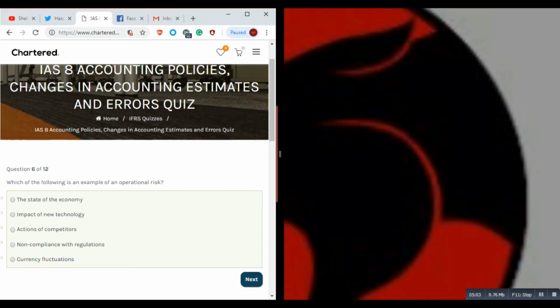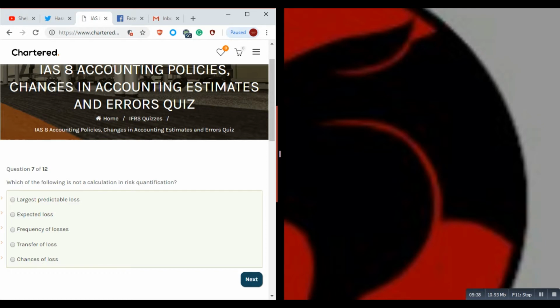So the state of the economy is an external one, the impact of new technology is an external one, actions of competitors is an external one, currency fluctuation is also an external one. Non-compliance with the regulations is an internal one. Obviously regulations are external, but when we're talking about the non-compliance, it is because of internal control, internal processes failure. That is why we have to consider the fourth option as the correct answer.